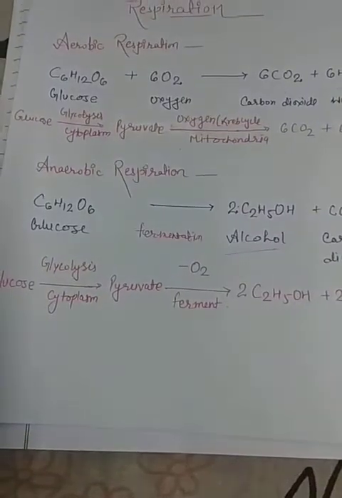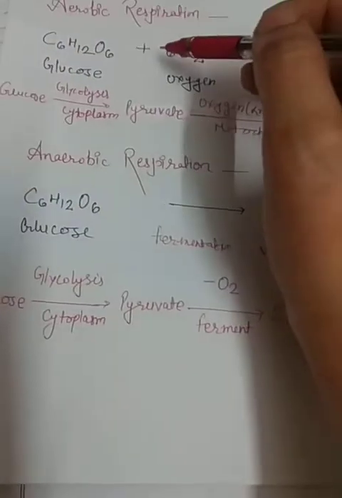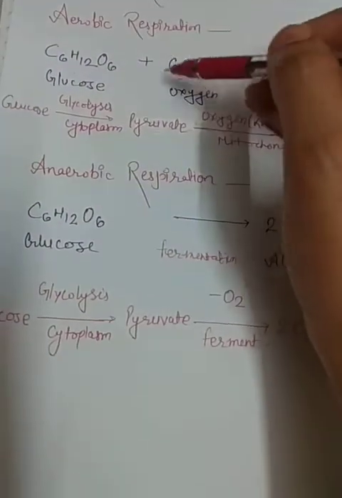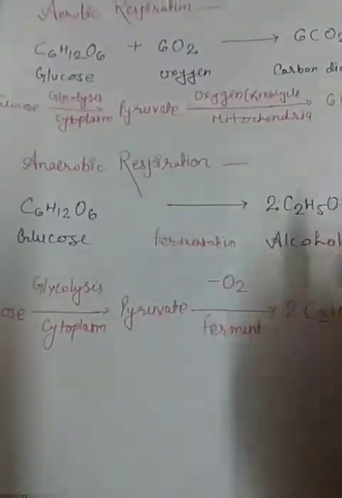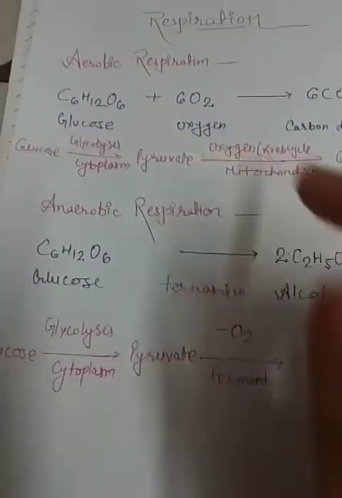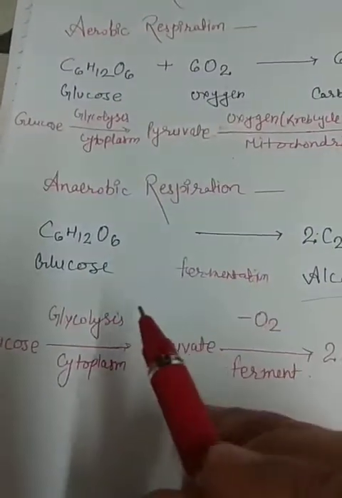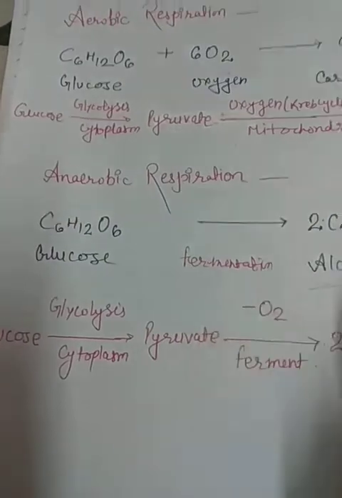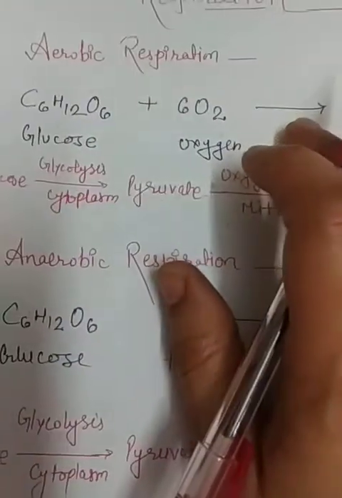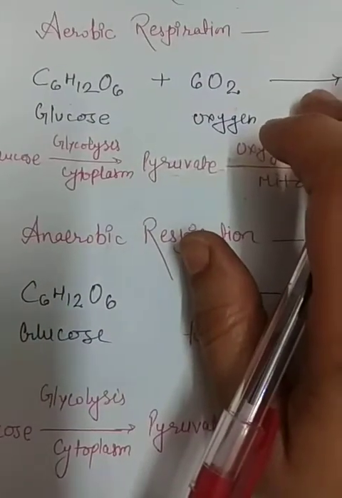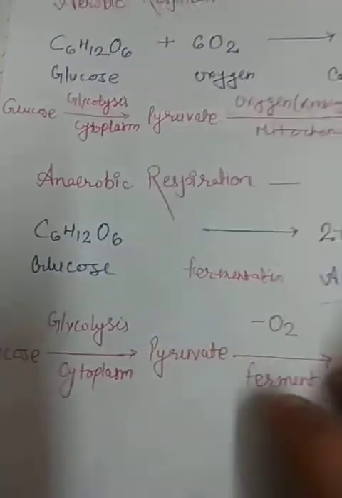What is the difference between aerobic and anaerobic respiration? First difference is aerobic respiration occurs in the presence of oxygen, whereas anaerobic respiration occurs in the absence of oxygen. Okay, so aerobic respiration uses oxygen. The respiration which takes place without oxygen is called anaerobic respiration. Aerobic respiration occurs in all plants and animals, and anaerobic respiration occurs only in yeast and some bacteria.